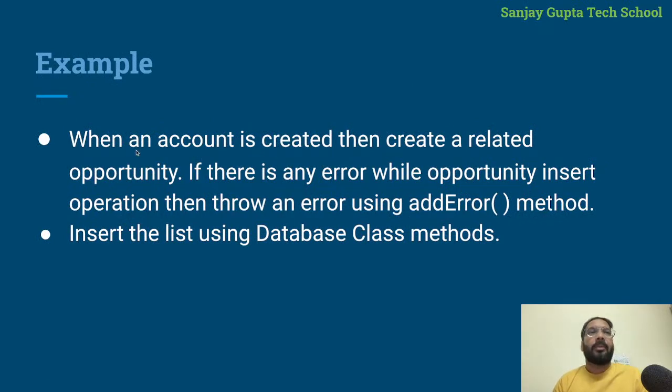Here we have a requirement: when an account is created, then create a related opportunity. If there is any error during the opportunity insert operation, then throw an error using the addError method, and insert the list using a database class method. In this example, I'm not going to use any DML statement. Instead, I will be using database class methods, because in a DML statement, if something fails, the whole process will be rolled back. But a database class method performs partial success and partial failure.